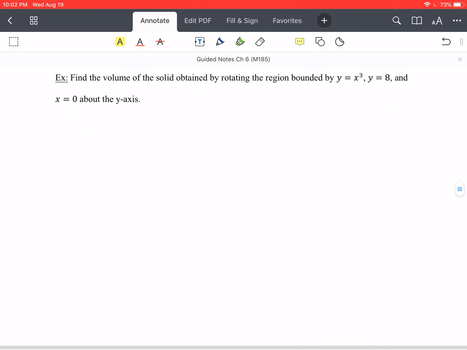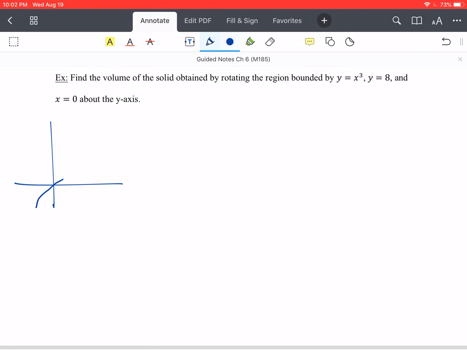So find the volume of the solid obtained by rotating the region bounded by y equals x cubed, y equals 8, and x equals 0 about the y-axis. So here we have y equals x cubed going up to x equals 8 and x equals 0. Okay, that's how we know not to use any of the stuff down below the x-axis, because it's being bounded by x equals 0.